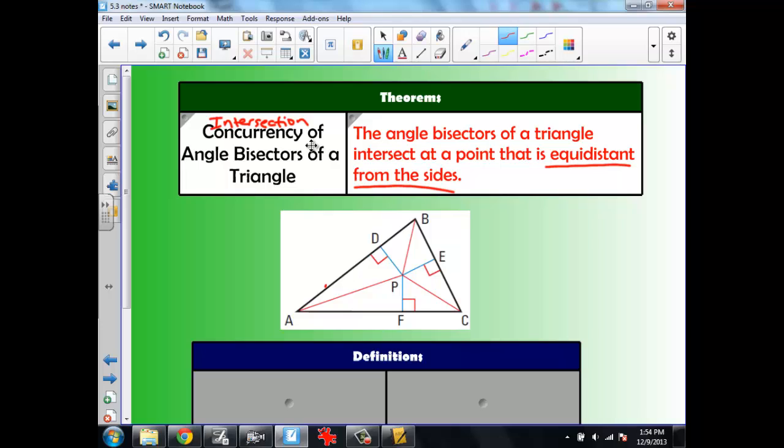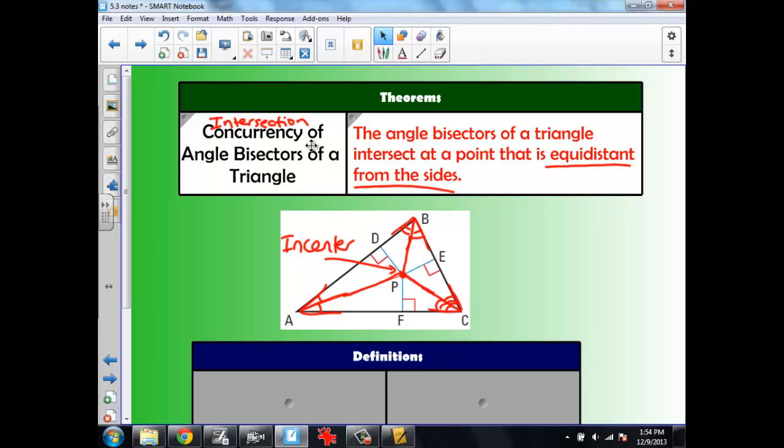So check this out. I have this angle. It's bisected so that this part and that part are equal. I have this angle. It's bisected so that this part and that part are equal. And my third angle is bisected so that this and this are equal. So these angle bisectors all intersect at this point in the middle here, and that point is called our incenter. Perpendicular bisectors intersect at the circumcenter, angle bisectors intersect at the incenter.